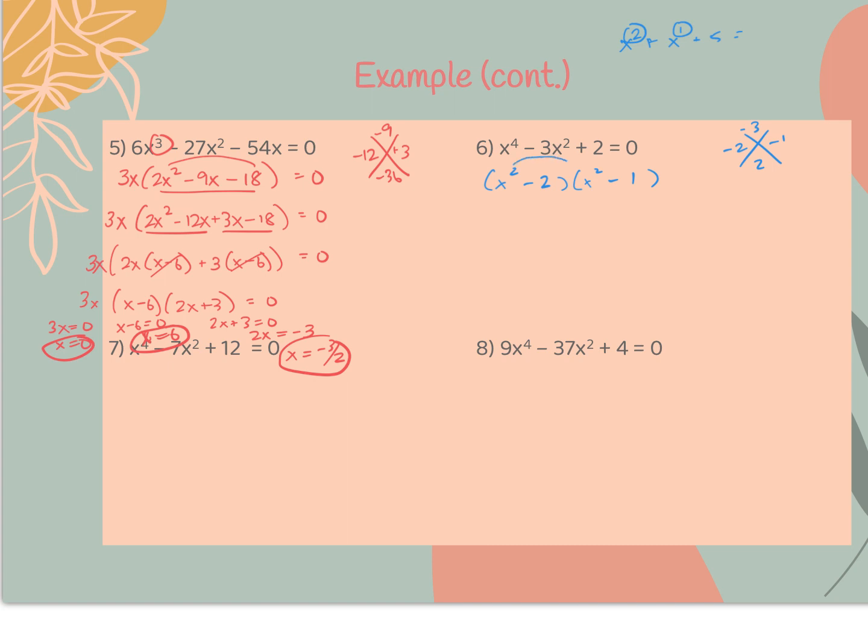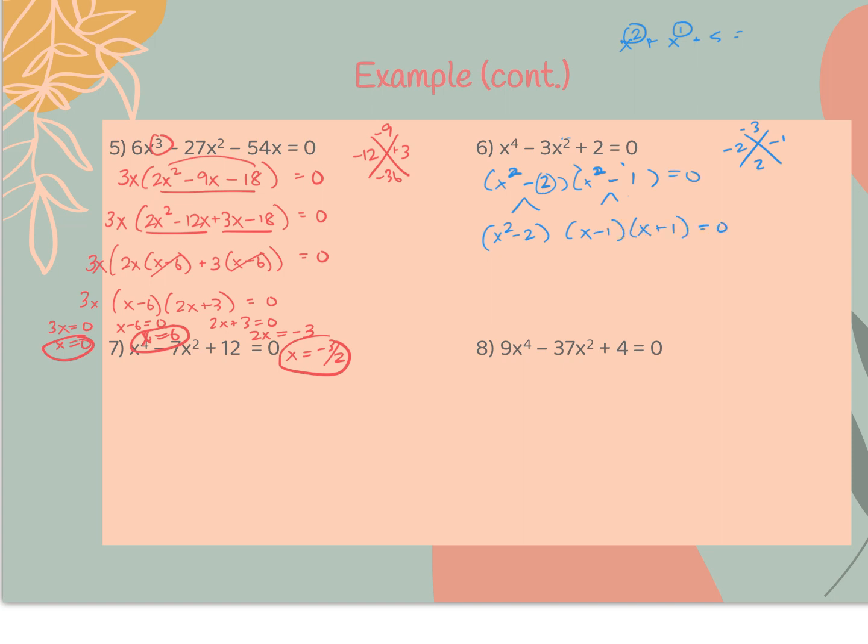Notice when I FOIL it, I'm going to get x to the fourth, minus 1x squared, minus 2x squared. That's minus 3x squared. And I'm going to get a plus 2. So these factors work, okay? So again, the only difference is instead of just being x and x, it's x squared and x squared. So now I have to ask myself, because it's an x squared, can I factor this further? This one, the answer is no, it's fully factored because this is not a perfect square. However, this one can be factored more because notice it's a difference of squares. This is an x minus 1 and an x plus 1.